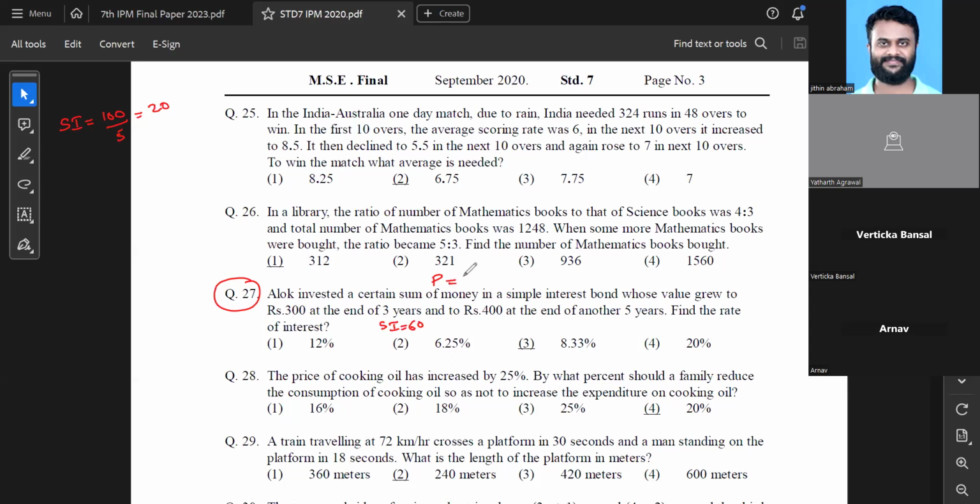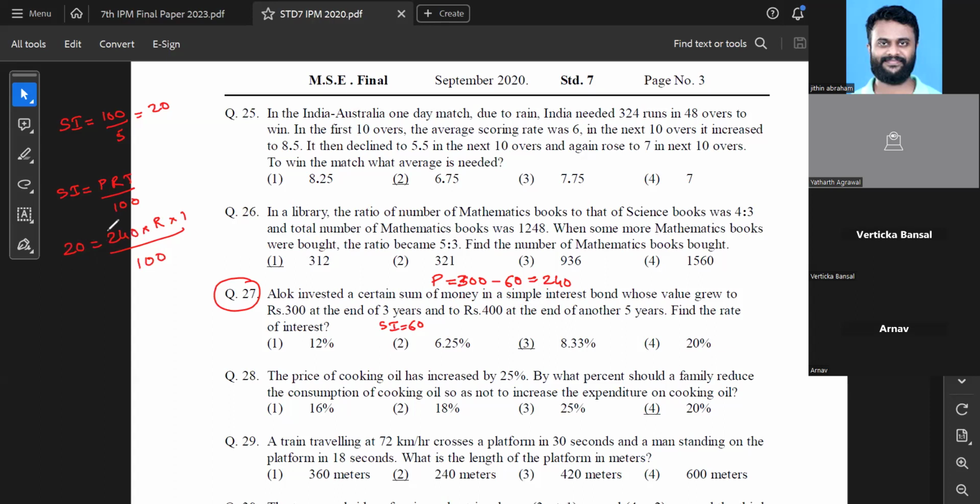Now the principal will be how much? It will be 300 minus whatever the interest is, that is 60. So the total principal is 240. Now it is very easy to find the rate of interest because the simple interest formula is PRT upon 100. Simple interest for 1 year is 20. The principal is 240 multiplied by R, which we have to find, multiplied by time. I have considered only 1 year's interest, so instead of T, I will write 1. Then divided by 100. So let me do the cancellations in this case.